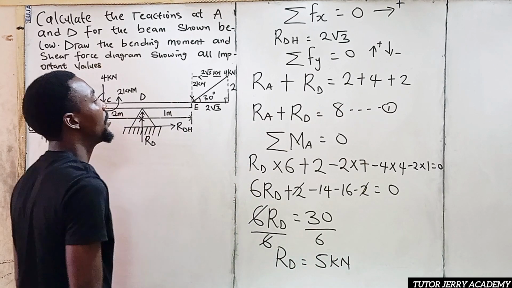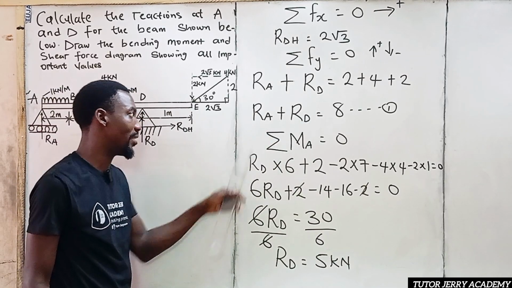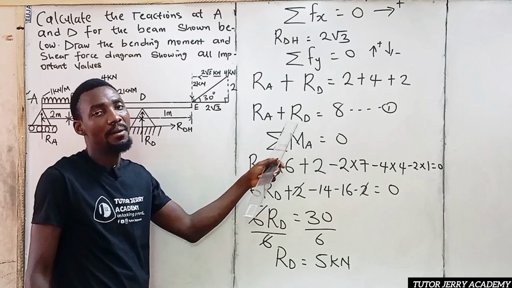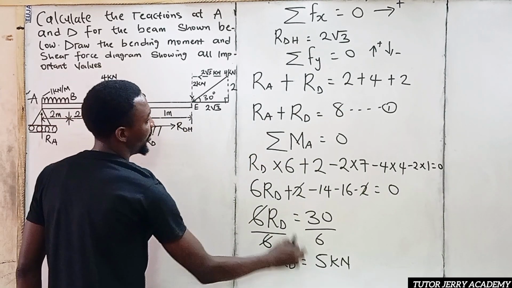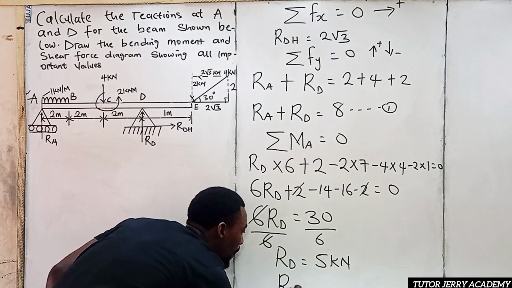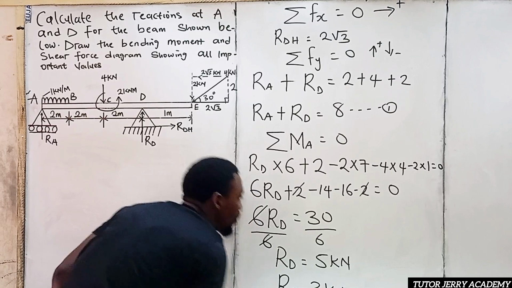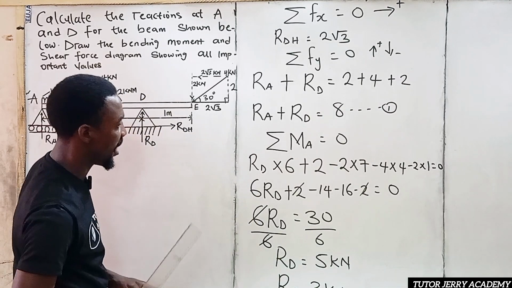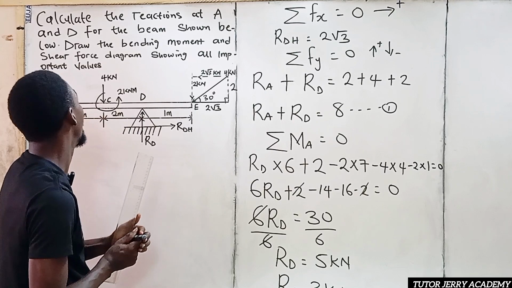kilonewton. Alright. So now, from our equation 1, we already said R_A plus R_D should be equal to 8. It means R_A will be equal to 8 minus R_D. But our R_D is 5. So it means that our R_A is going to be 8 minus 5, which is 3 kilonewton. So that is the reaction at A and D. So we are done with the first question.